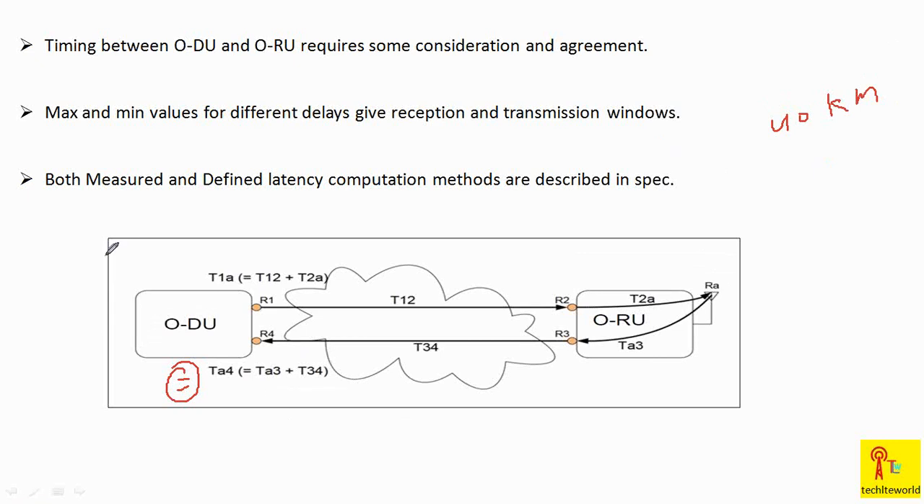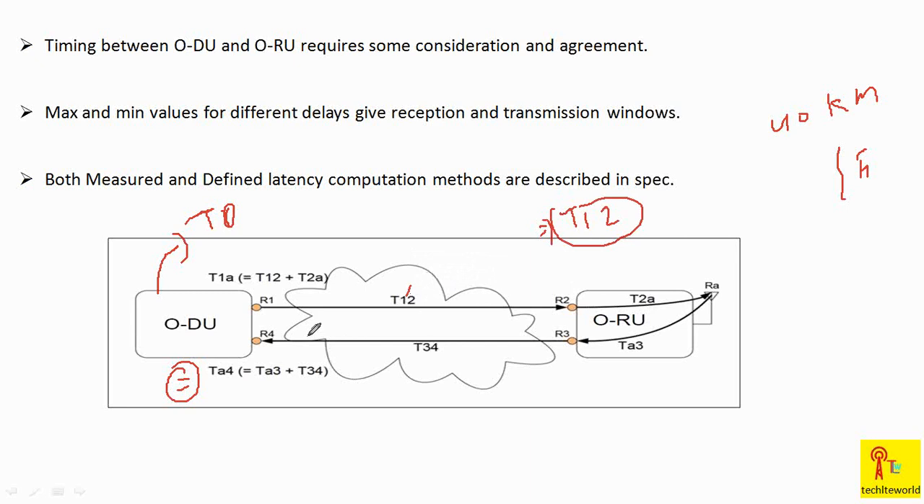So this is the timing gap. I am showing you, this is the ODU, this is the ORU. What is T12? T12 is, when the ODU sends any data at time T, right, how much time is taken to reach the ORU by using CPRI or fiber cable, because for fronthaul or backhaul, we are using fiber cable only. So by using fiber cable, some timing gap will be there, right? If we transmit at T equal to 0, then it will reach at T0 plus T12. This is the timing. As per the ORAN Alliance, they fix this value.